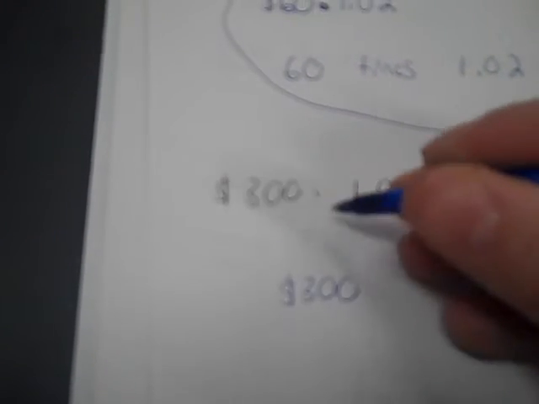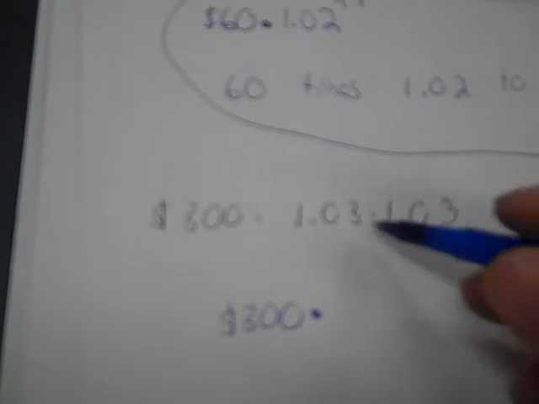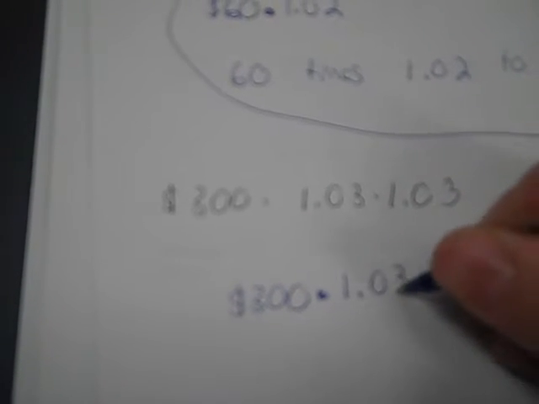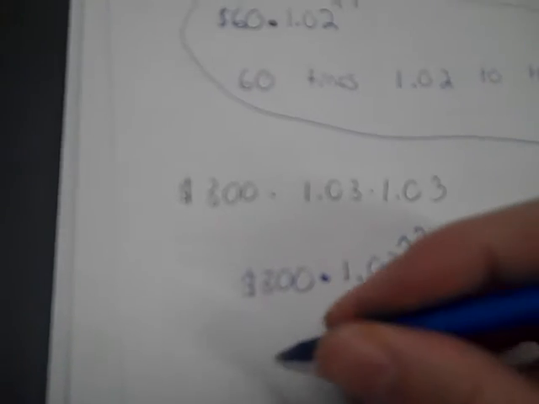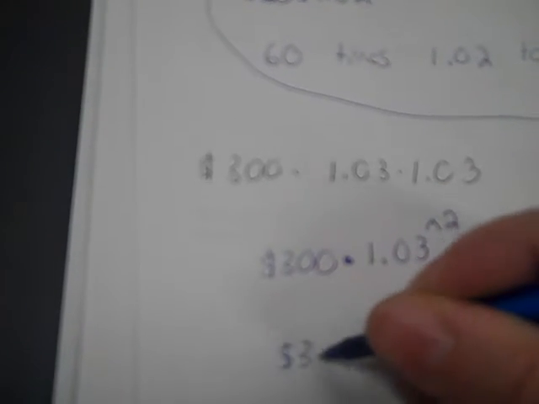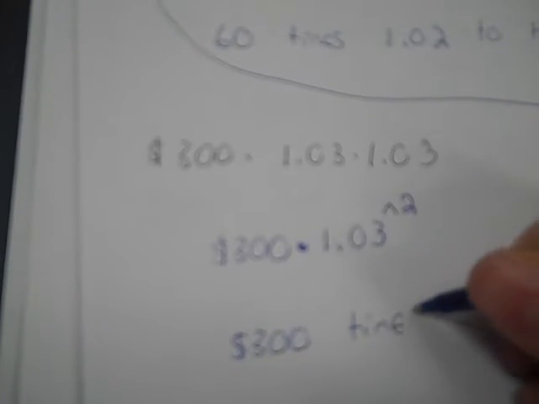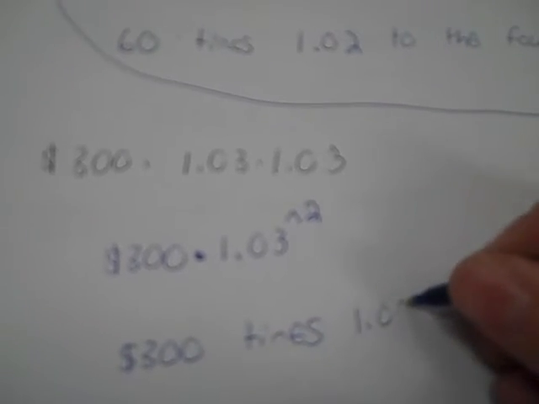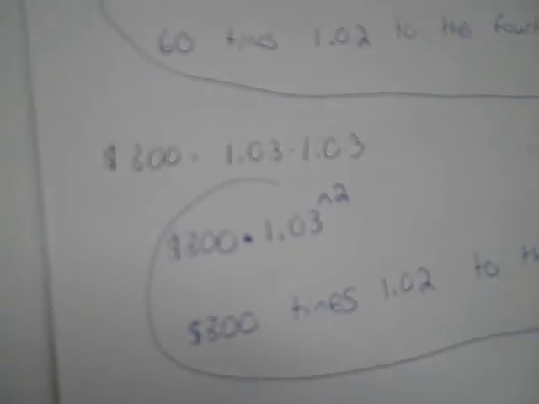Okay, the next one. I've got 300 just once, and I'm multiplying it, but then there's two 1.03s. So I make an upside down V, and then it's twice, so to the 2nd power. So I write 300 times 1.02 to the 2nd power. Okay, so those two things are what I want to see.